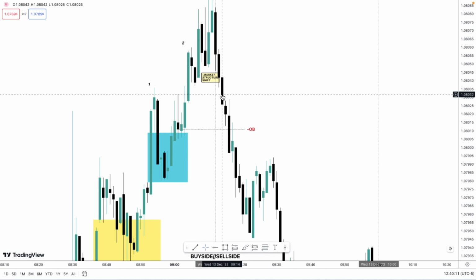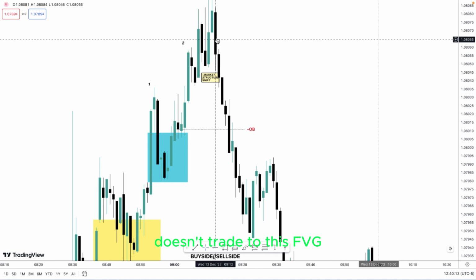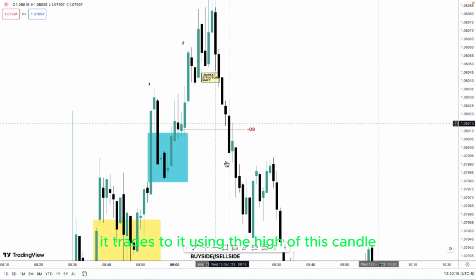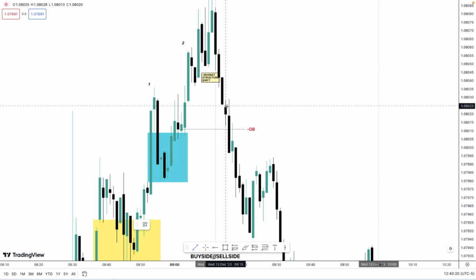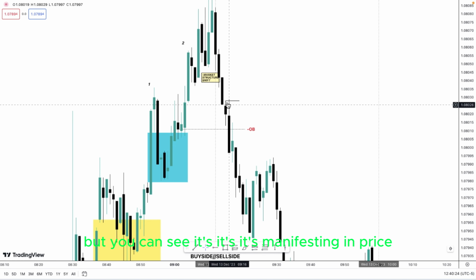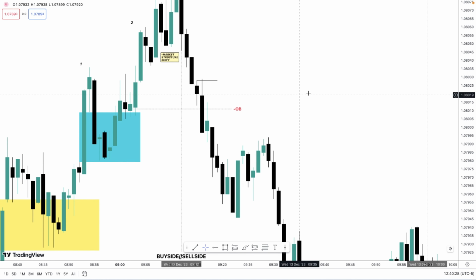Favorable gap there, it doesn't trade to this favorable gap, but there's a favorable gap there. It trades to it using the high candle. Now, if you don't have a best broker, you're not going to get that fill. But you can see it's manifesting in price. It runs away.